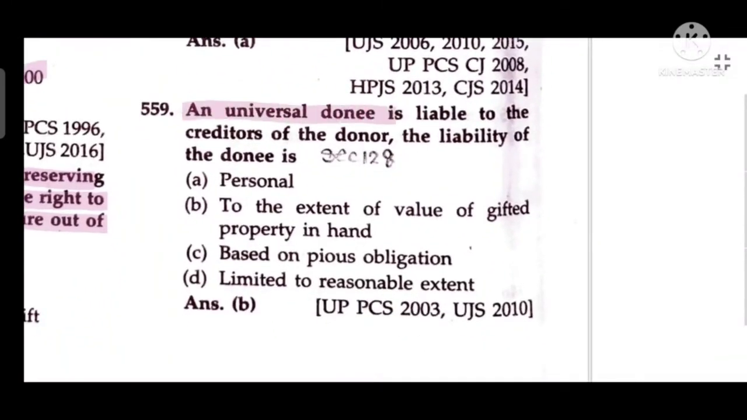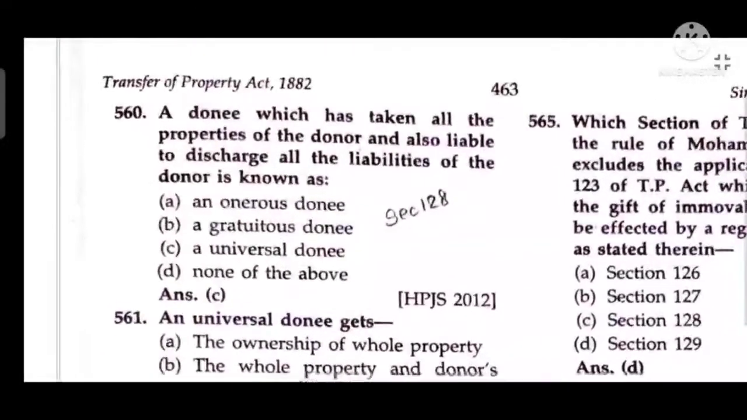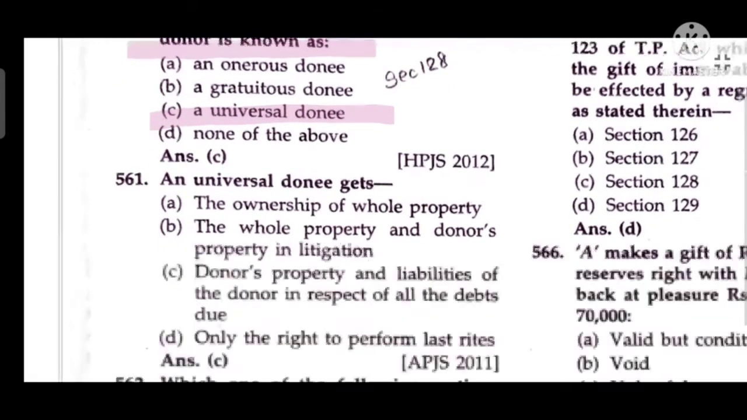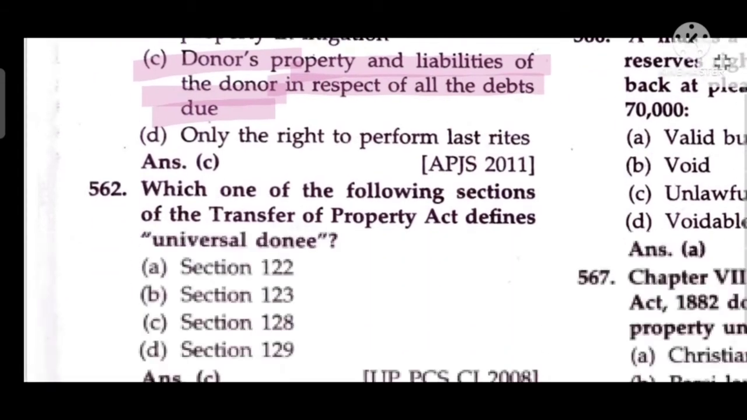A universal donee is liable to the donor's creditors. The liability of the donee extends to the value of the gifted property in hand. A donee who has taken all the property of the donor and is also liable to discharge all the liabilities of the donor is known as a universal donee. A universal donee gets the donor's property and the liability of the donor in respect of all debts due.